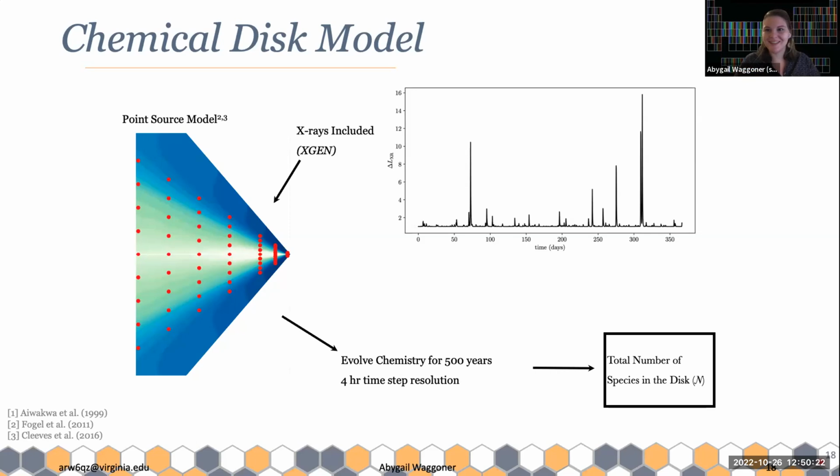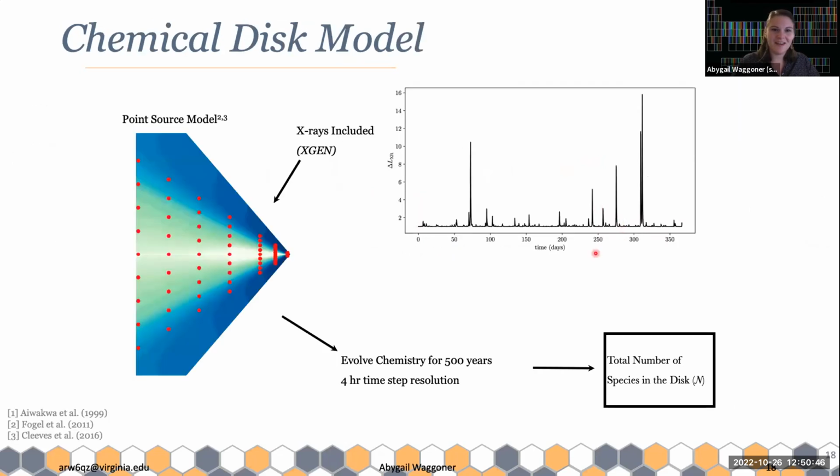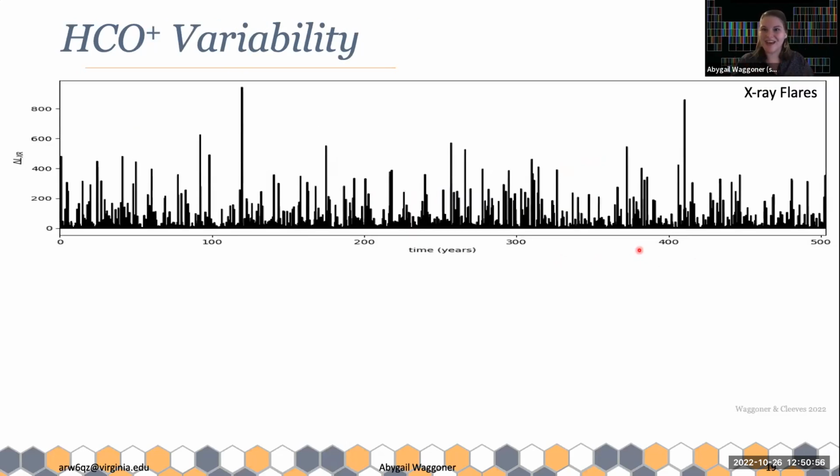All right, so what did we see? We saw lots of molecules. Our model includes over 600 species, but I'll only show you one here today, and that's HCO+. So here's our 500-year light curve. And I wanted to show you this because it does look like a complete mess. But each of these flares is very distinct. If you remember our actual shorter light curve here, you can see that these are very distinct, but when we look at 500 years, they're all smushed together.